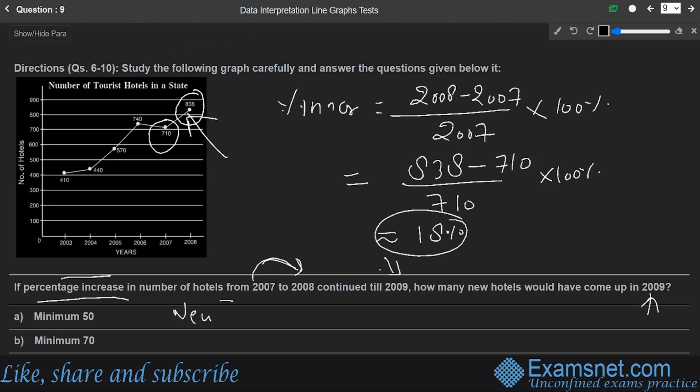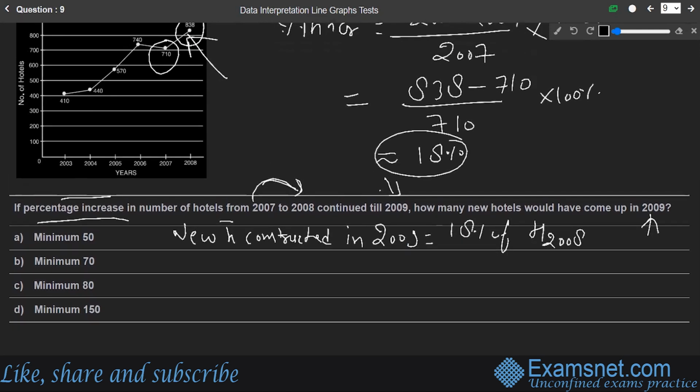So we can write that new hotels constructed in 2009 will be 18% of the hotels available in 2008. The total number of hotels available in 2008 is the base for hotels constructed in 2009. So that is nothing but 18% of the hotels in 2008, that were 838. So 18% of 838, and if we solve this further, this comes to approximately 150.